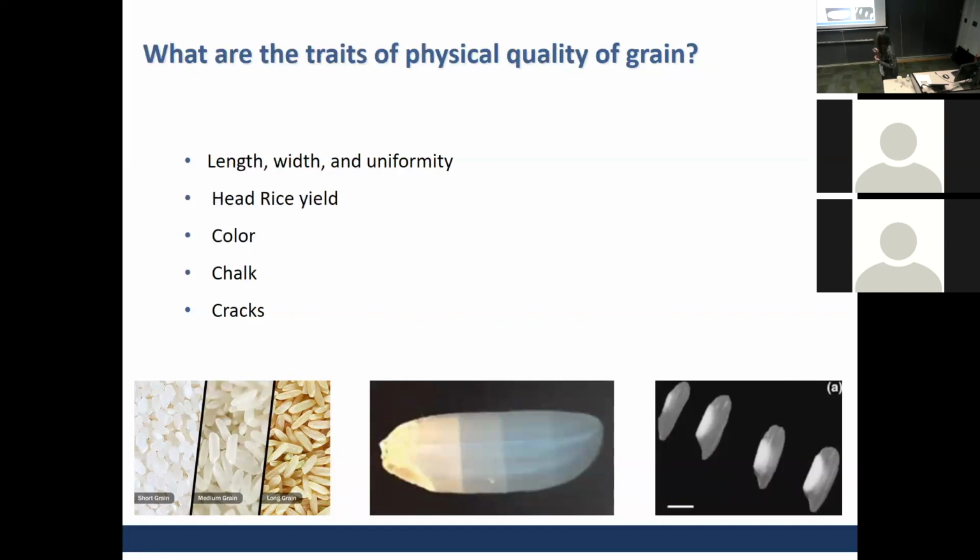And then head rice yield is a very important component of grain quality because head rice yield is the weight of whole kernels, because nobody likes broken kernels. So this is very important, and it really determines the price of the rice bag in the market. And then color is important, and also chalk is another very important trait. And chalk really induces grain breakage, so it reduces head rice yields.